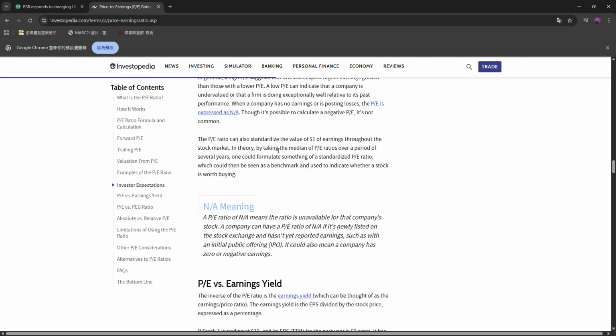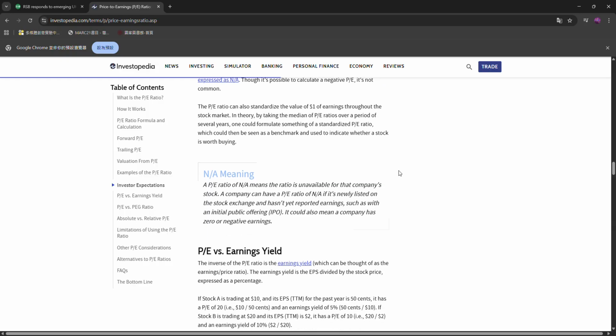The PE ratio also standardizes the value of $1 of earnings throughout the stock market. In theory, by taking the median of PE ratios over a period of several years, one could formulate something of a standardized PE ratio, which could then be seen as a benchmark and used to indicate whether a stock is worth buying. NA meaning.